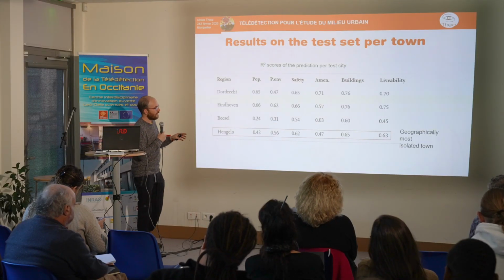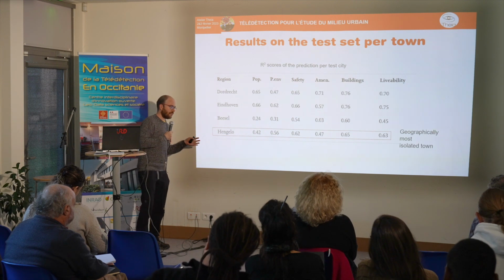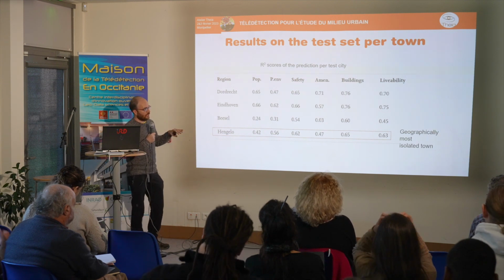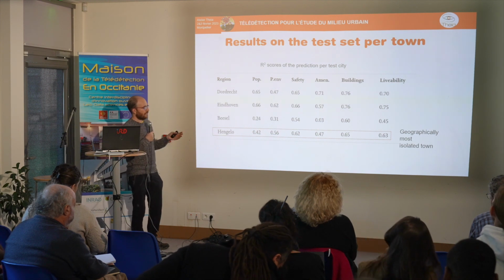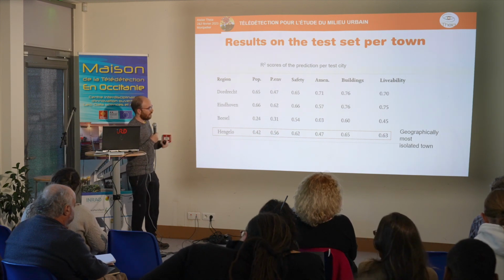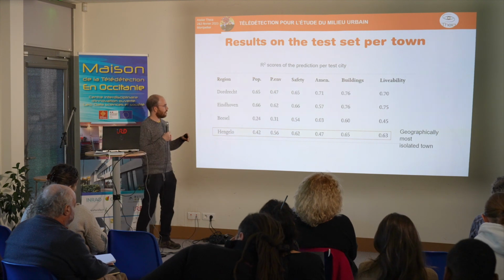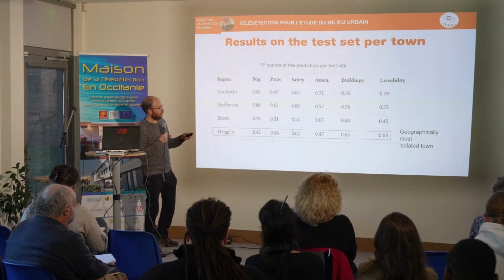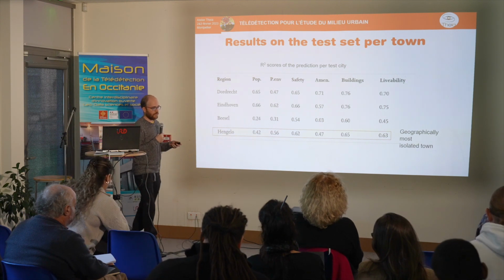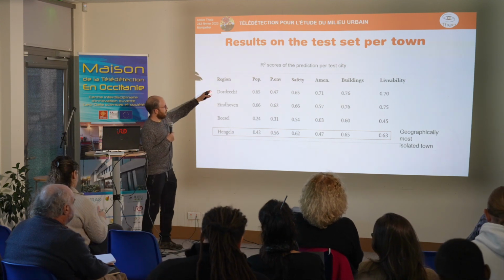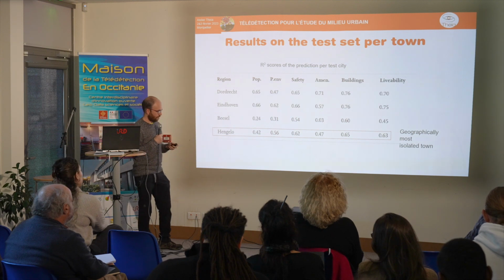Also Hengelo is a bit more of a representative city in the Netherlands, but it's geographically more isolated than all of the others. And in that case, we also see that some of the scores suffer from that. Basically all of the scores are slightly lower than in most of the cases up here.